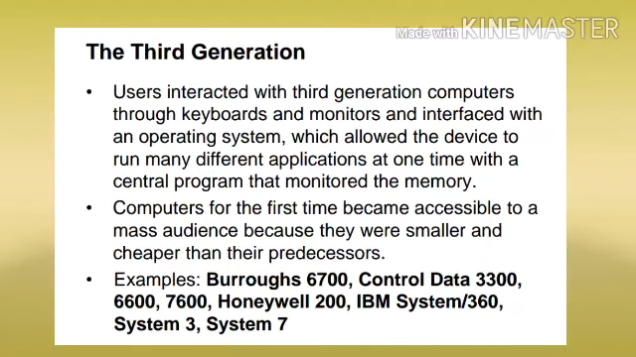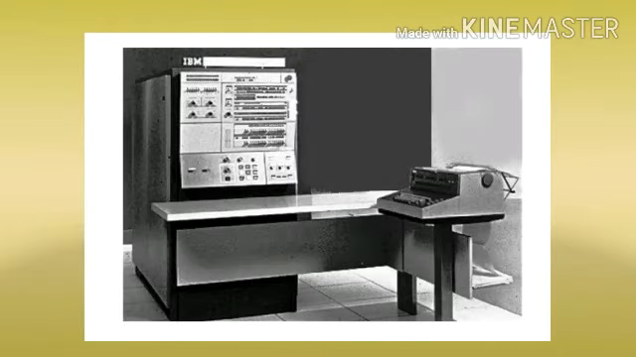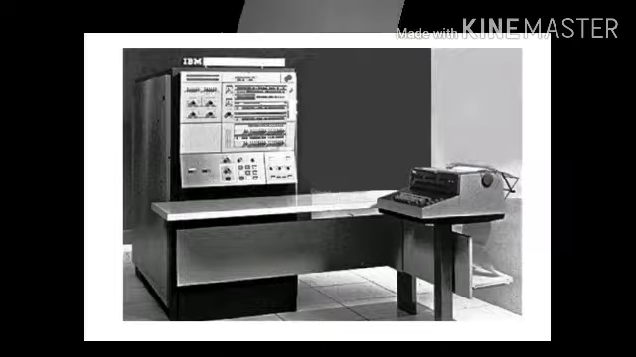Users interacted with third generation computers through keyboards and monitors and interfaced with an operating system, which allowed the device to run many different applications at one time, with a central program that monitored the memory. Computers for the first time became accessible to a mass audience because they were smaller and cheaper. The figure shows the third generation computer.